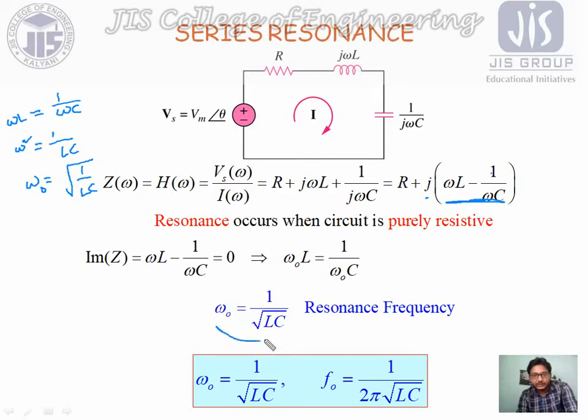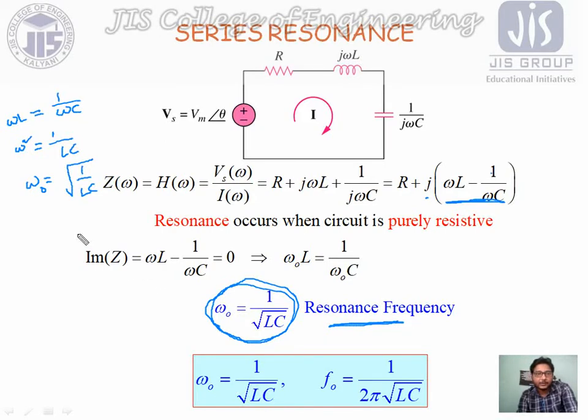So this frequency is called the resonant frequency. It means the frequency at which the resonance occurs for that particular circuit. That frequency is called the resonance frequency. So we can calculate the resonance frequency in such a way.